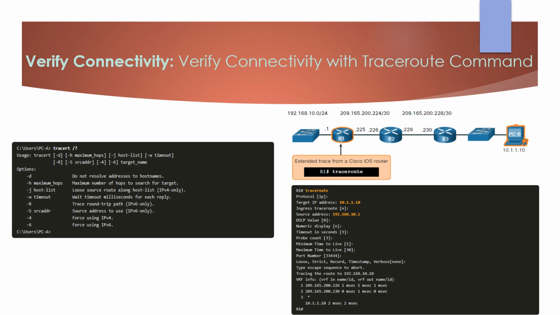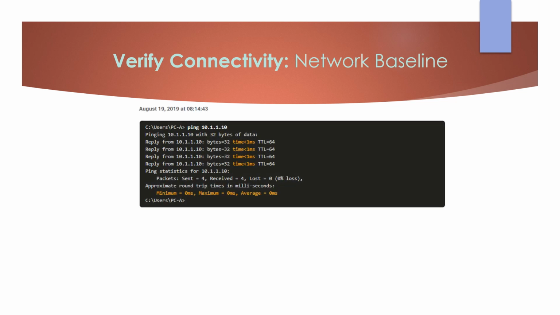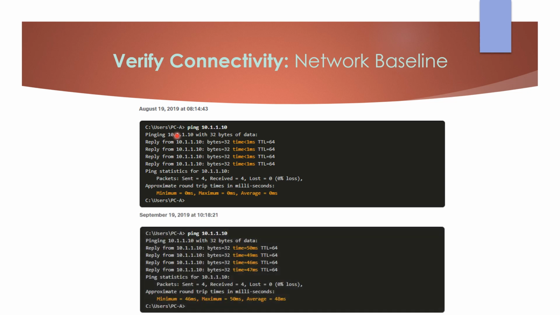For example, here in this slide, we have the output for the ping command captured and pasted into a text file. Here it is for this date, and you can see that the ping round trip times are less than 1 millisecond. A month later, the same command is repeated and captured, and as you can see here, the ping round trip times are much longer, indicating a potential problem.